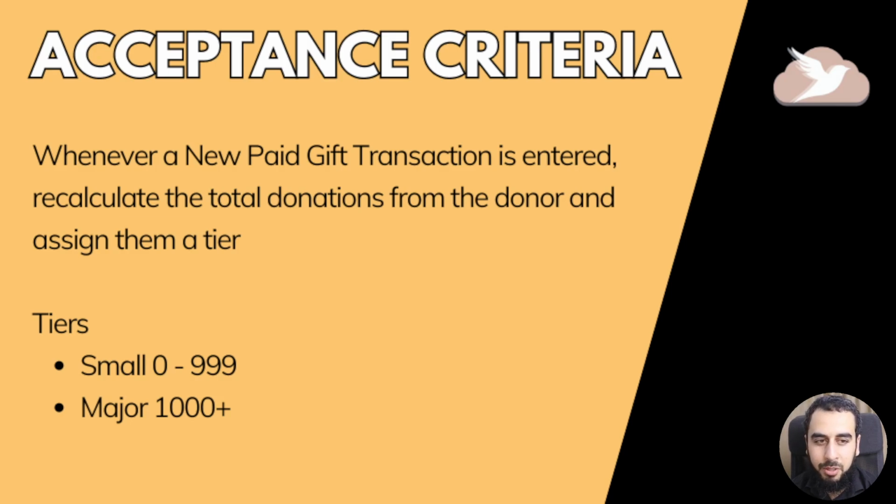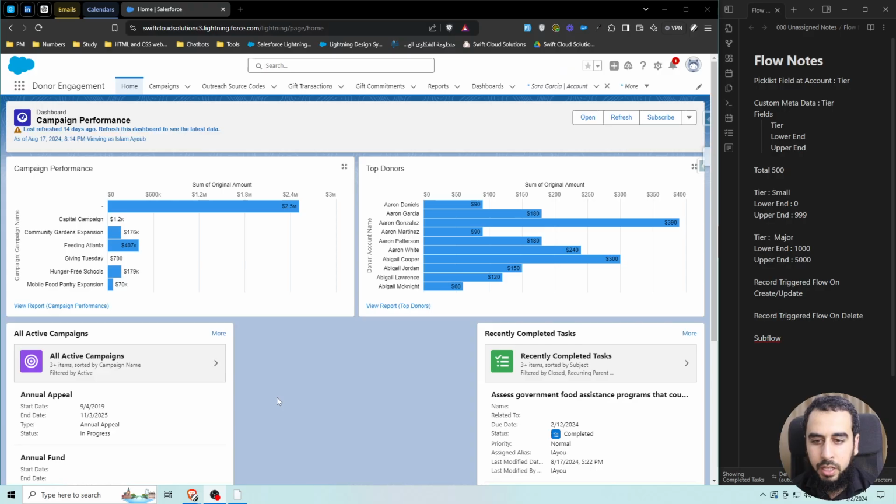We're not doing any of those ones because we want to use flows for the purposes of this course. So we're going to use a different approach here. And that approach is that we're going to create a pick list field at the account level where the values are small and major. Let's start looking at our notes.